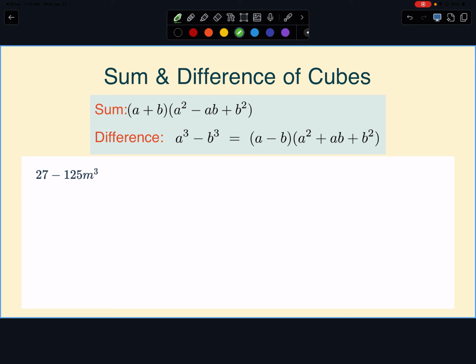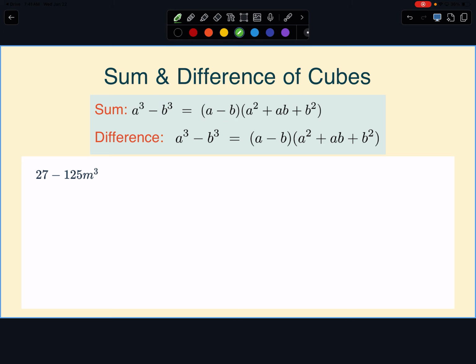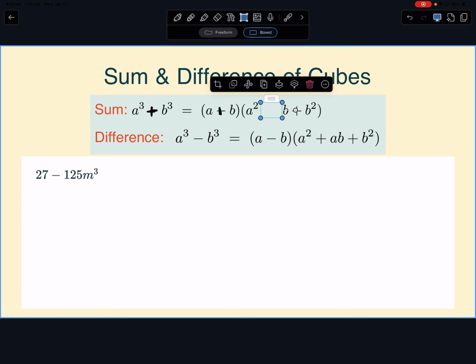This one may be new, but it does follow the same pattern. And let's see, this is a little bit messy, so let's fix this. The sum a cubed plus b cubed equals a plus b, and I'm fixing our formula, but we'll make it happen.